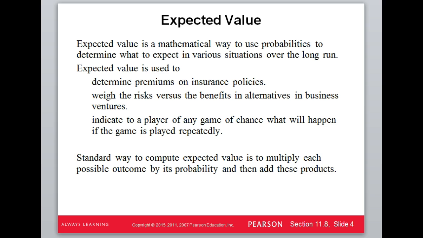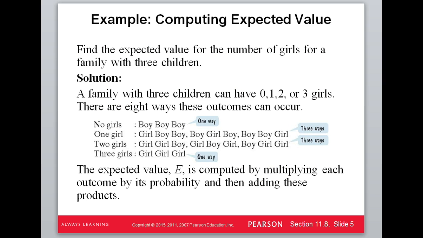The standard way to compute expected value is to multiply each possible outcome by its probability and then add all those things together. It's kind of like a weighted average. It basically is a weighted average, where the probabilities are the weights. So let's look at one.